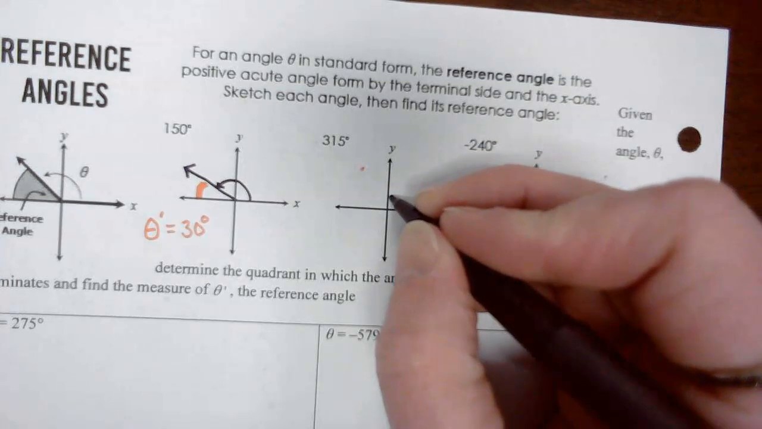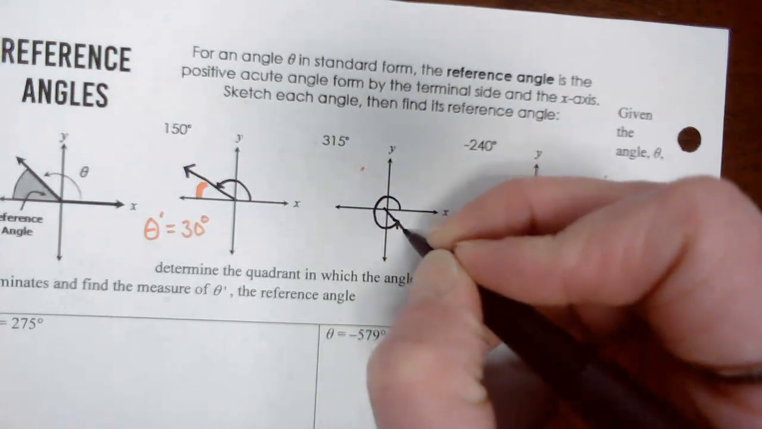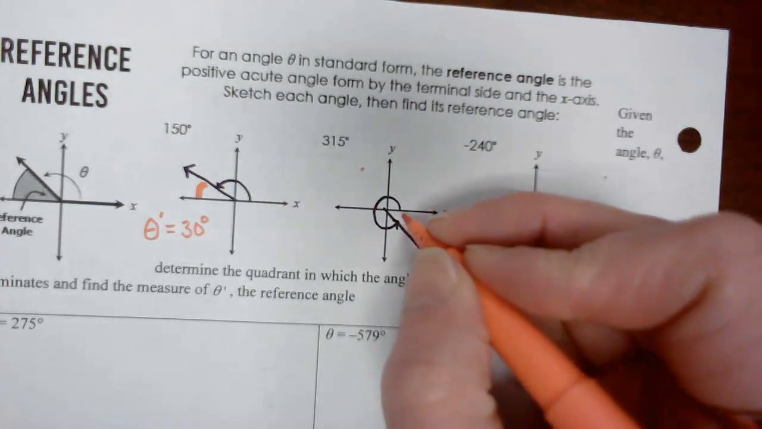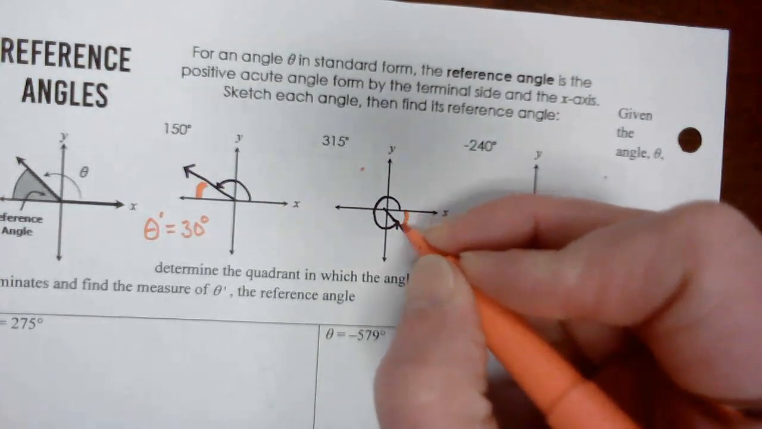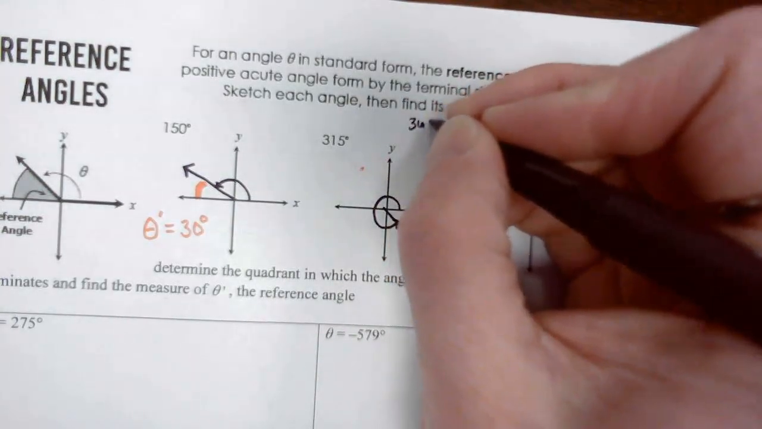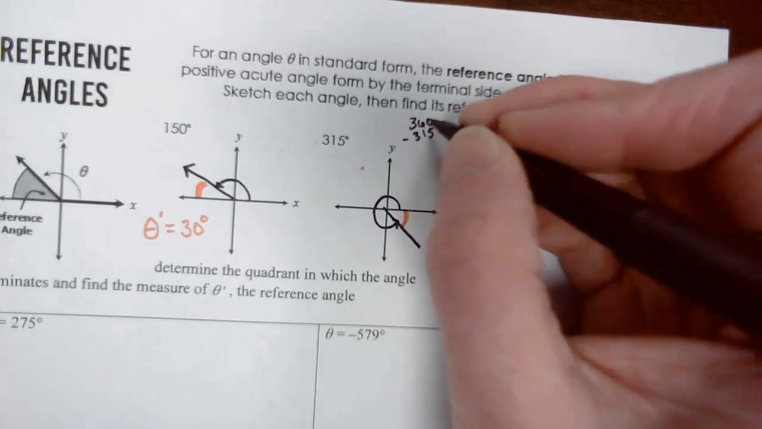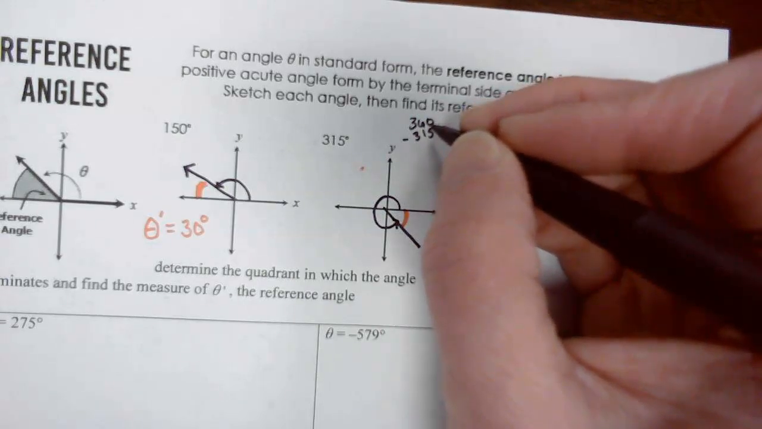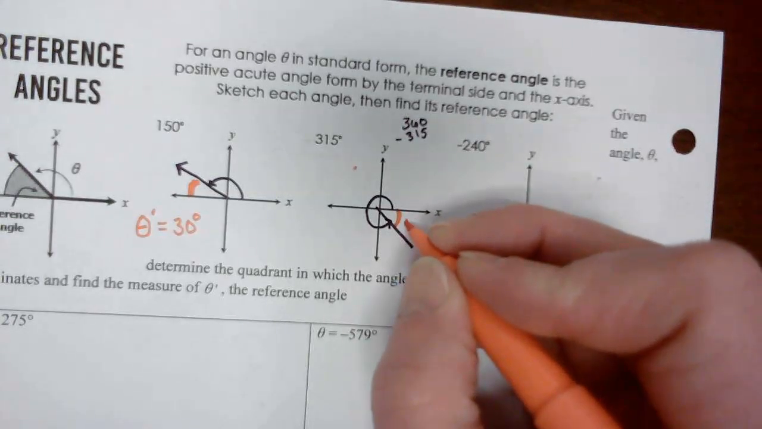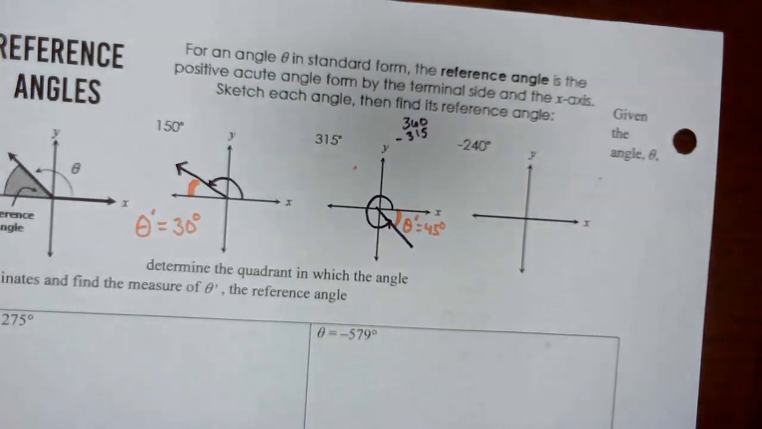315 degrees. It's going all the way around, but not quite reaching that side. So our reference angle is always to the x-axis, so it's going to be from here to here. So that would be, let's see, 360 minus 315. That would be 45. So my reference angle right here is 45 degrees.